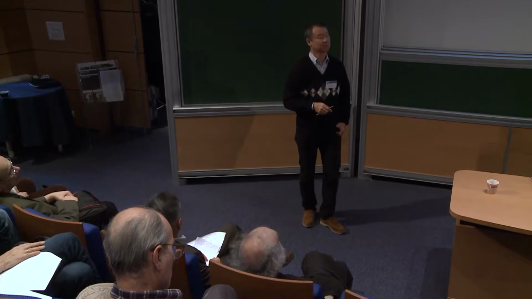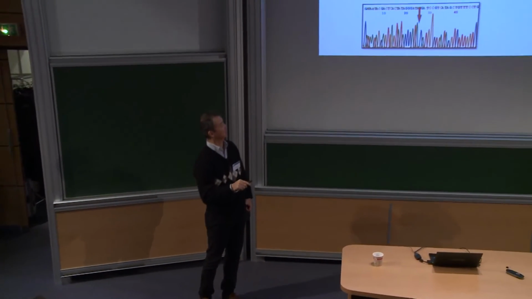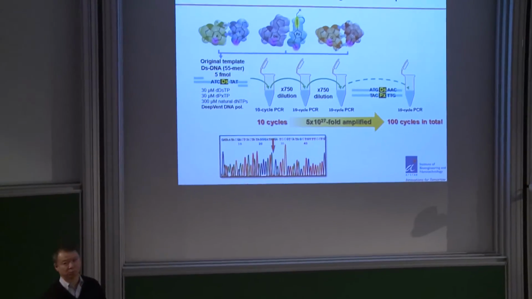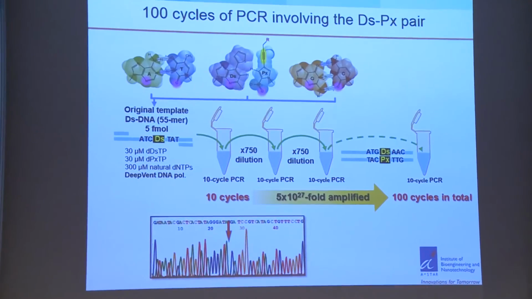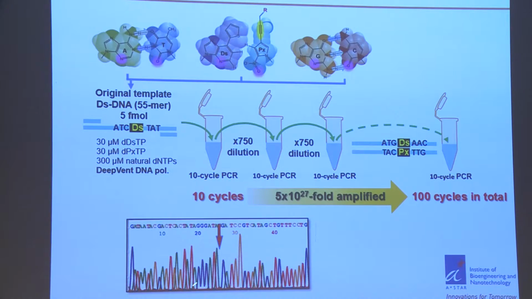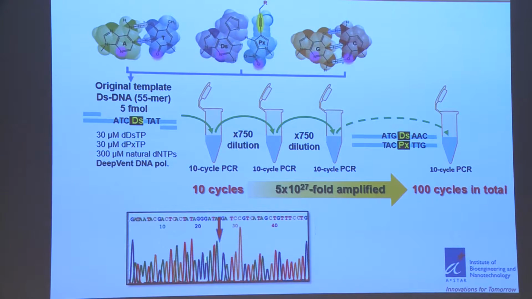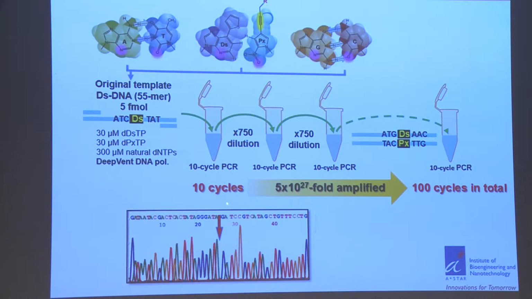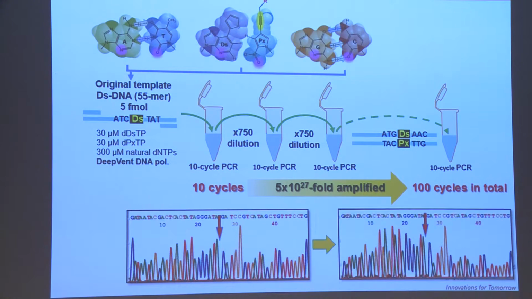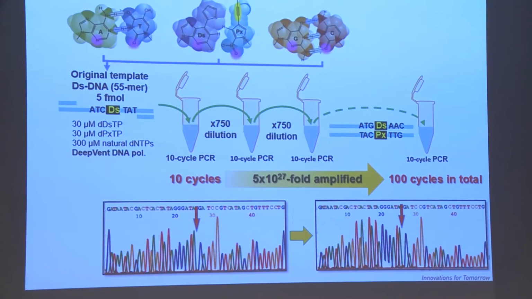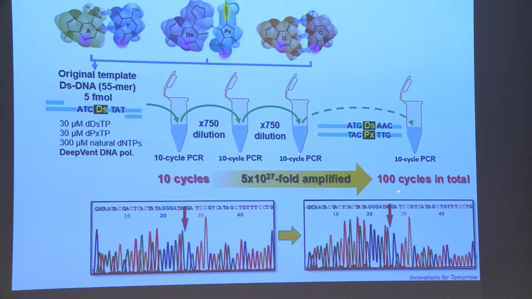So next, how many unnatural base pairs are included in the final amplified product? Then we performed DNA sequencing. This is Sanger sequencing, but we add the unnatural base substrate in the sequencing, but we didn't add the dideoxy terminator corresponding to the unnatural bases. So that's why the unnatural base position we can see as a gap like this. After 100 cycles of PCR, the sequencing pattern is mostly the same. So after 100 cycles of PCR, the unnatural bases are still survived.